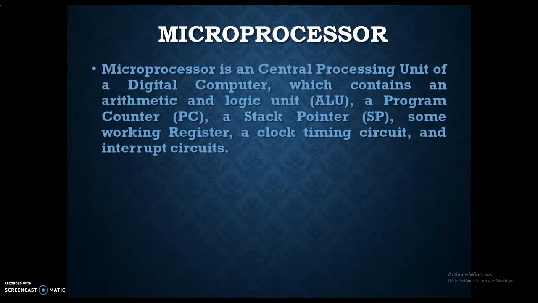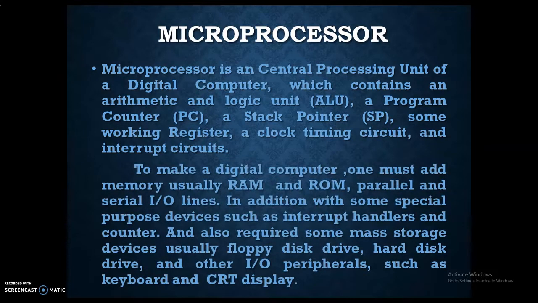That microprocessor has a central processing unit, and the other units like RAM, ROM, IO devices, that means input output devices, and some serial communication ports are connected externally, whereas the microprocessor has the digital computer, which contains the arithmetic and logical unit, denoted by ALU, program counter, the stack pointer, and some working registers, clock timing circuits, and interrupt circuits.